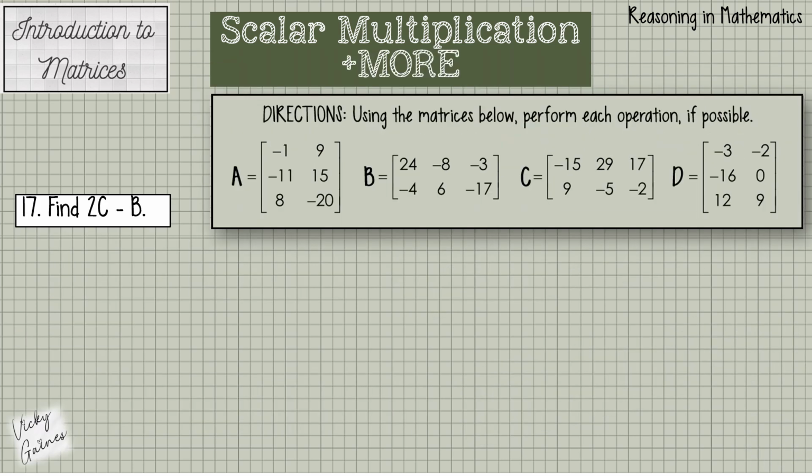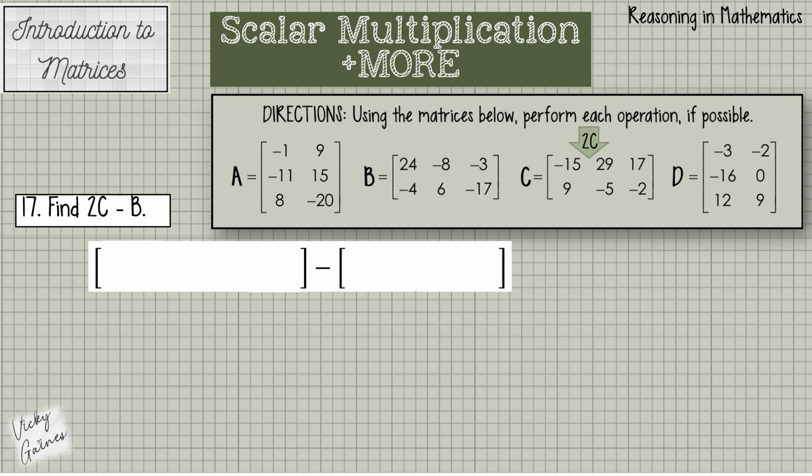Scalar multiplication and more. Same matrices, A, B, C, D. So you have them in Desmos. I'm going to show you the calculating now. So we're going to have to do double our C. So let's do that. Let's double each of those. So 2 times negative 15, 2 times 29, 2 times 17, 2 times 9, 2 times negative 5, and 2 times negative 2. And then we're subtracting B.